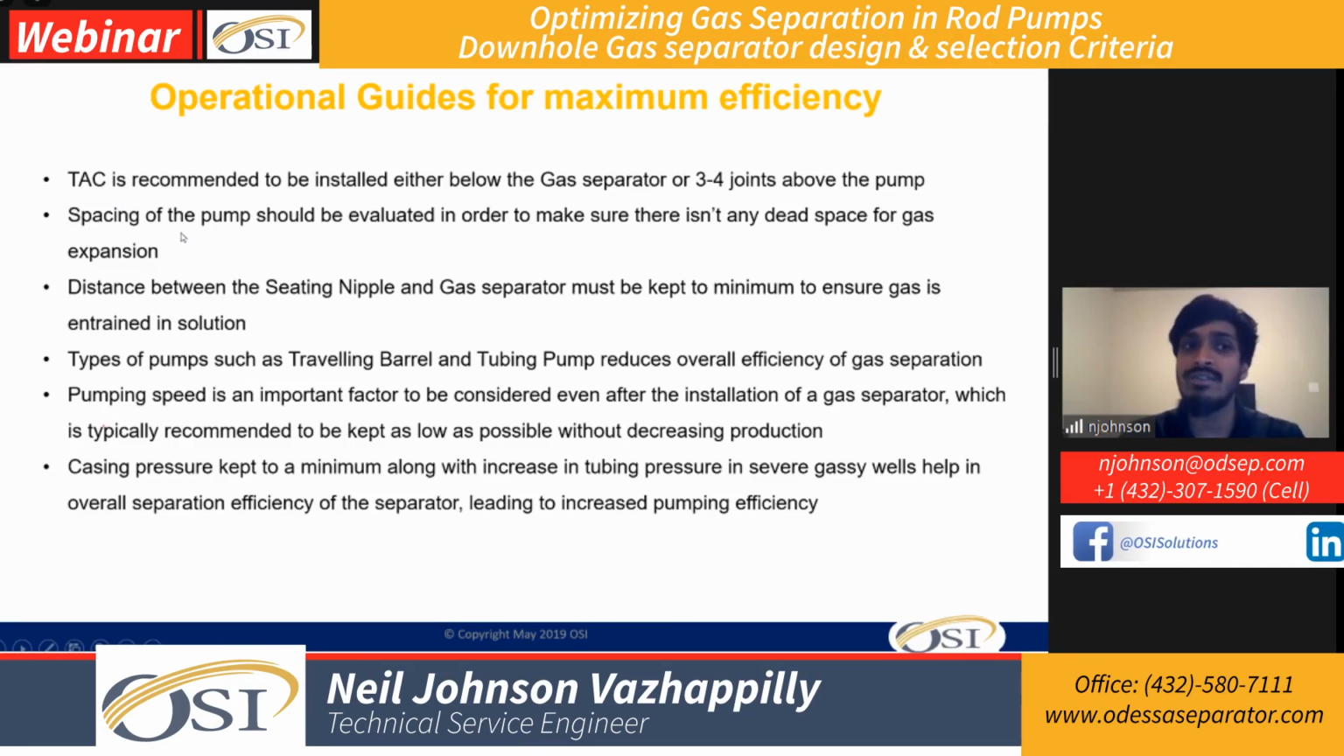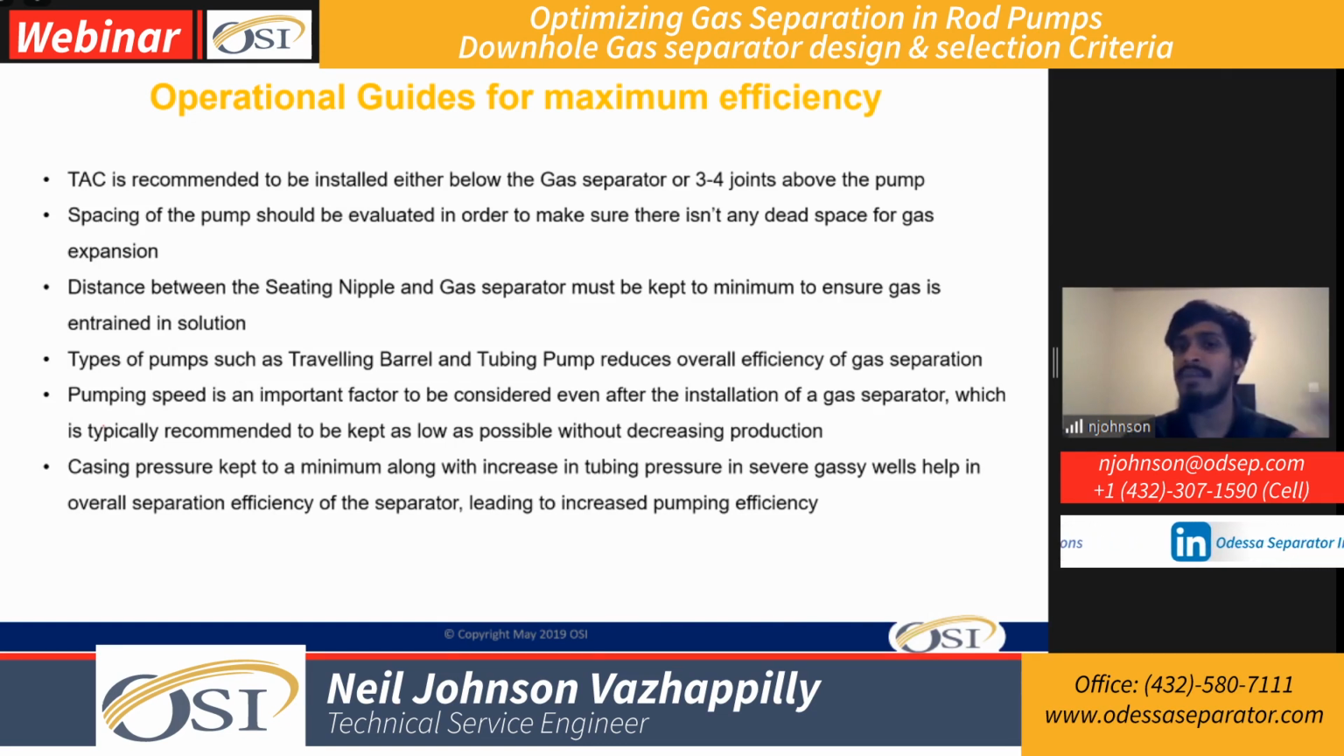The other one is the spacing of the pump and the distance between the seating nipple and the gas separator, right? There are a lot of operators that we've seen that use a 4-foot or an 8-foot sub right below the seating nipple, and then use a separator. If the spacing of the pump is not evaluated before using a separator, what can happen is, for example, we take a 2 7/8 and use a 1.25 dip tube. Since the 1.25 dip tube is what communicates the fluid from the outside to the pump, if that dead space is not managed properly, we can affect the overall separation.